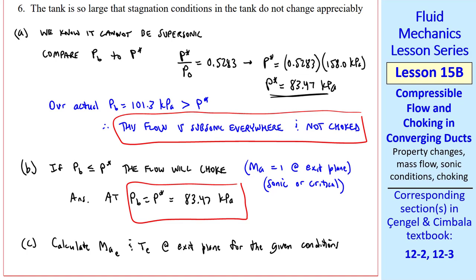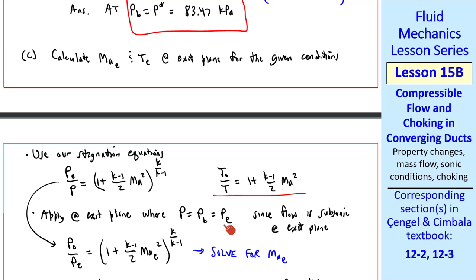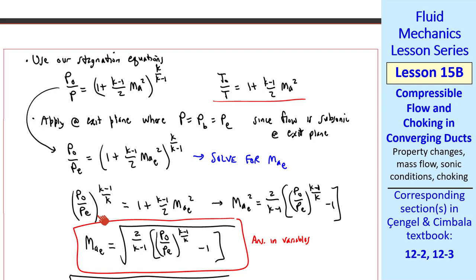For part C, we're to calculate Mach number and temperature at the exit plane for the given conditions. I start by using our stagnation equations for P0 over P and T0 over T. We apply these at the exit plane, where P equals PB equals PE, since the flow is subsonic at the exit plane. So I let P equal PE and Mach number equal MAE at the exit plane. I can solve this equation now for MAE, the Mach number at the exit plane. This involves a little bit of algebra.